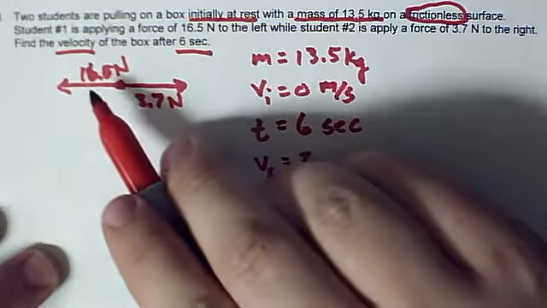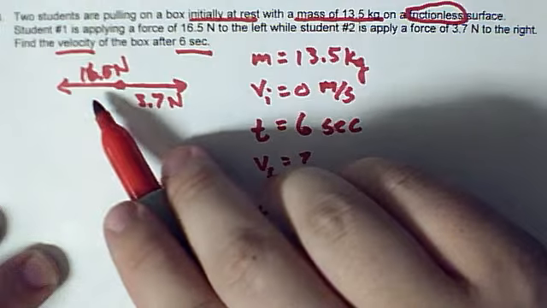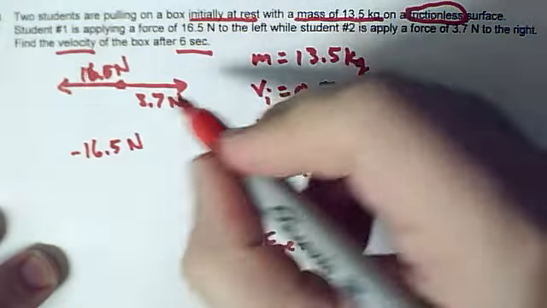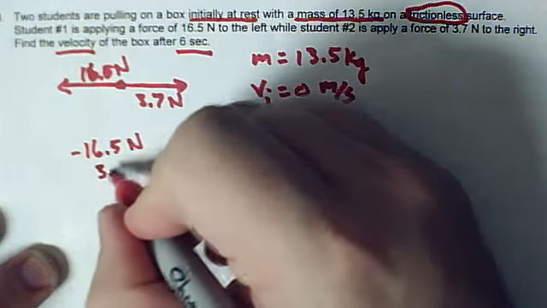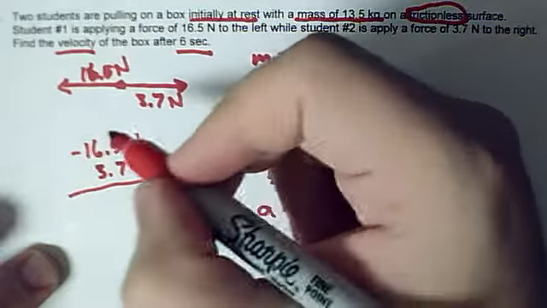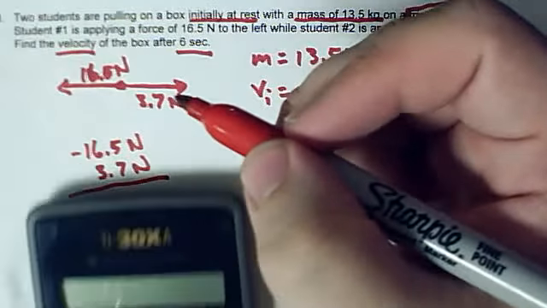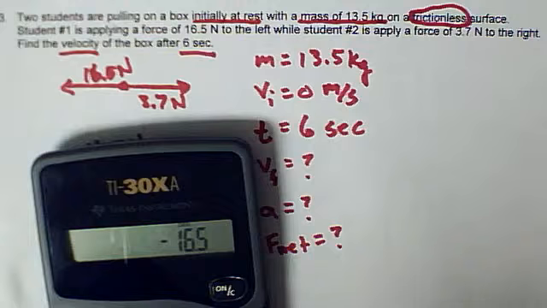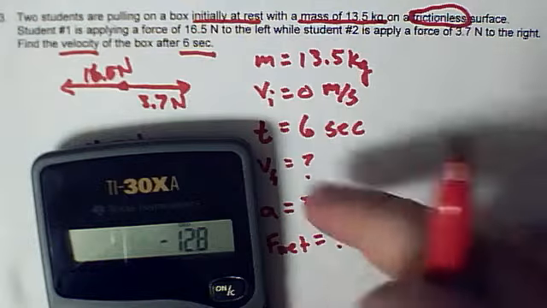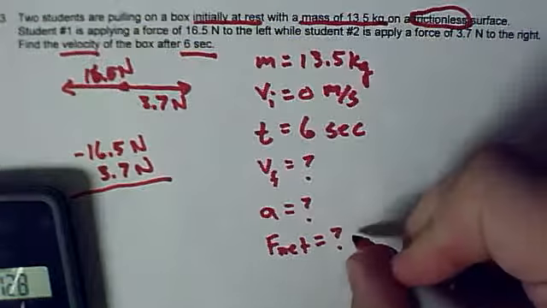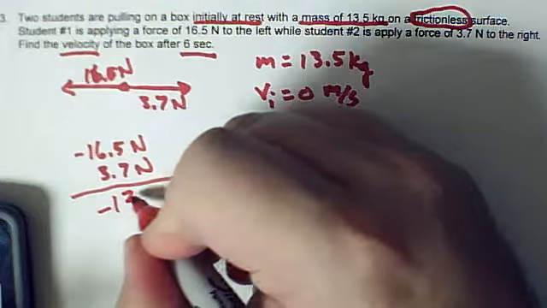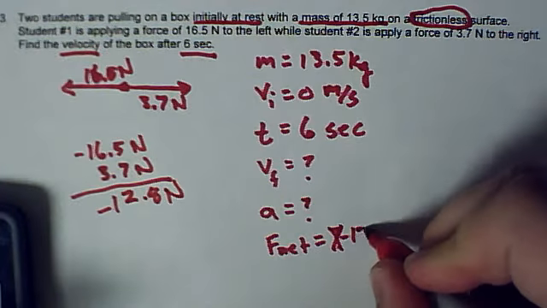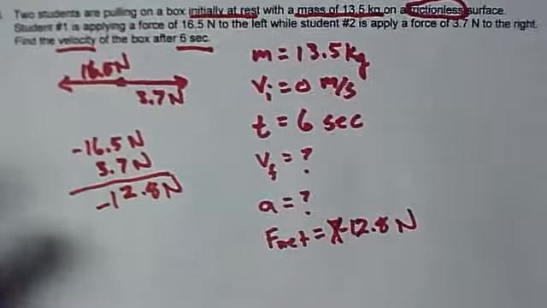So if you look over here, for our net force, we have 16.5 in the left direction, so that's a negative 16.5 newtons, and you have 3.7 in the positive direction. So our net force is negative 16.5 plus 3.7 positive, which is a negative 12.8. So our net force is a negative 12.8 newtons. So that's what we put here. Negative 12.8 newtons.